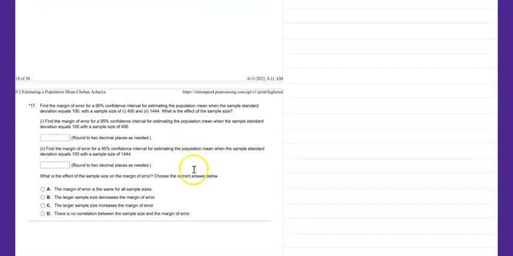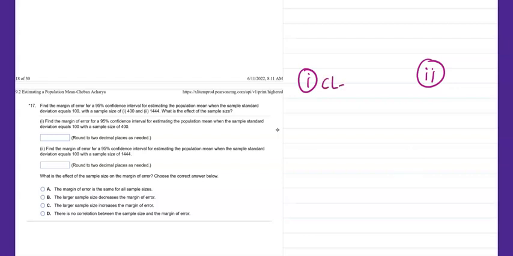Okay, 17. Find the margin of error for 95% confidence interval for estimating population mean when the sample standard deviation equals 100 and sample size first is 400, second is 1444. How does this affect the sample size? So you have to find the margin of error for 95% confidence interval with different sample size. Here you go, part 1 and part 2. Let's do it a different way. Part 1, CL equals 0.95. Part 2 also CL equals 0.95.